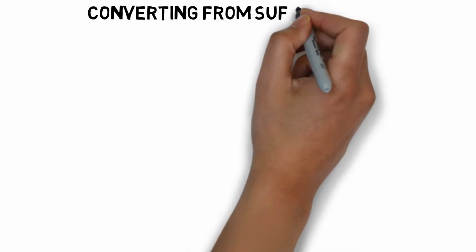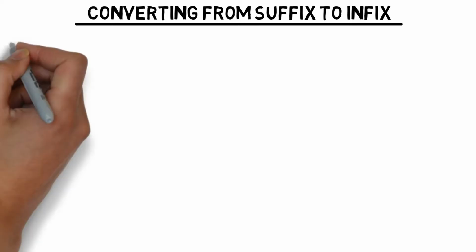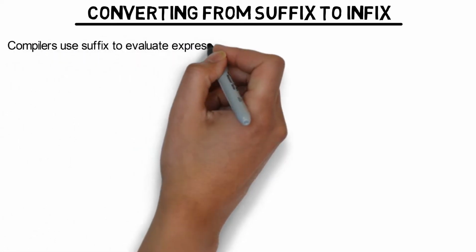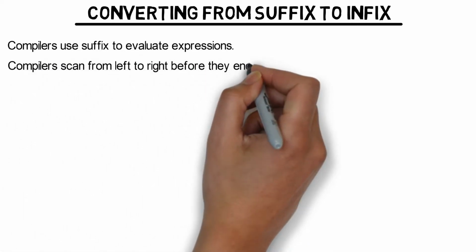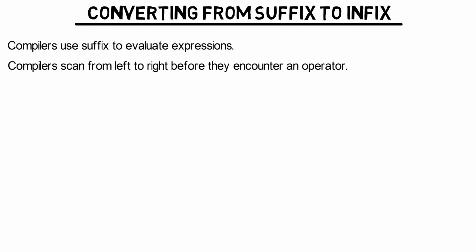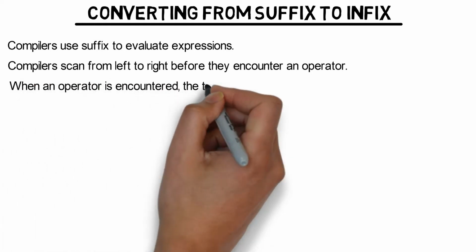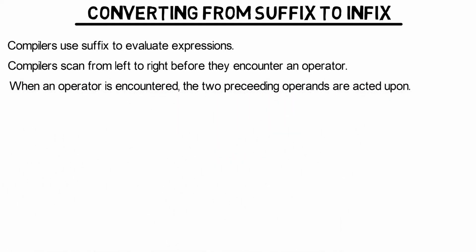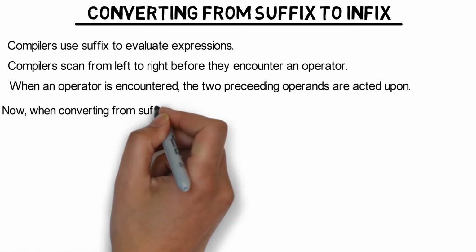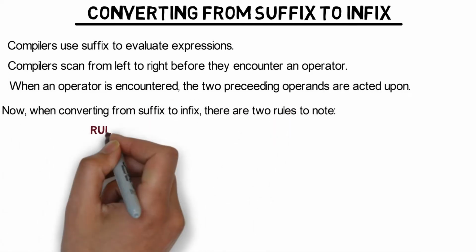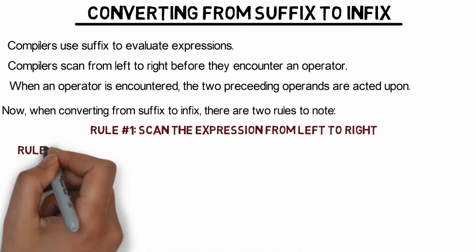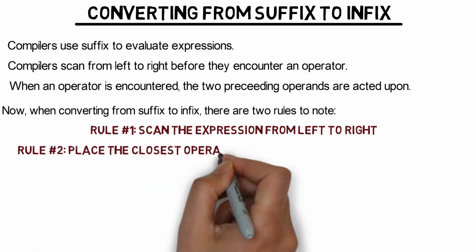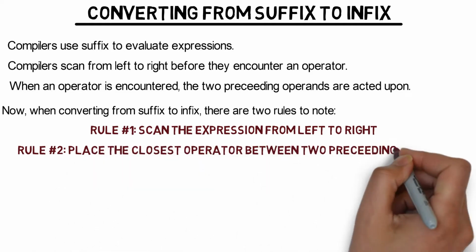Converting from suffix to infix. In converting from suffix to infix, you have to know that compilers use suffix to evaluate expressions. And also, these compilers scan from left to right before they encounter an operator. When an operator is encountered, the two preceding operands are acted upon. Now, when converting from suffix to infix, there are two rules to note. Rule number 1. Scan the expression from left to right. Rule number 2. Place the closest operator between two preceding operands.